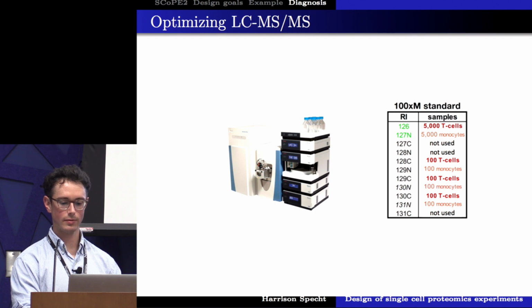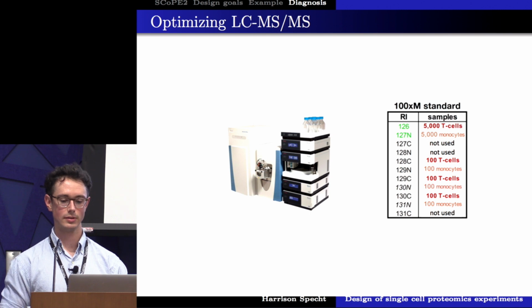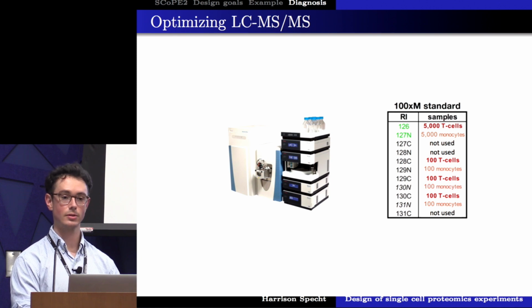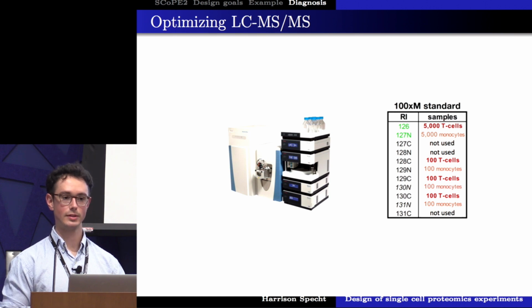We included two different carriers because we had more trust in the relative quantitation that we would get from these carriers, and could therefore compare the quantitation we got in the single cells to the quantitation in the carrier channels and use that as its own internal validation. You could also use external validation, as I described before, to compare the quantitation from these single cell channels. So we ran these and we iteratively optimized our LC-MS using this 100x master mix.